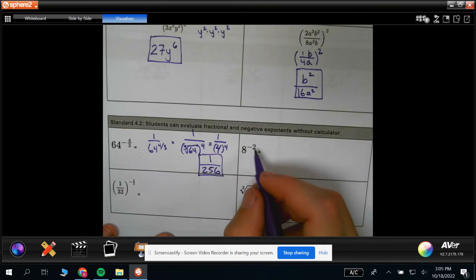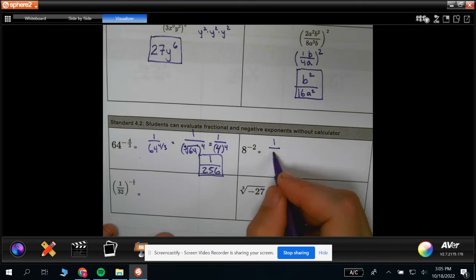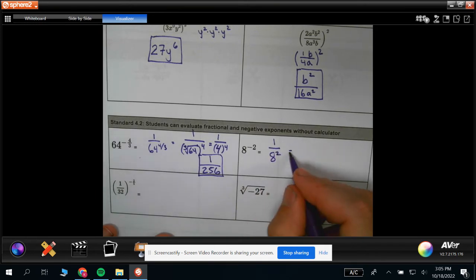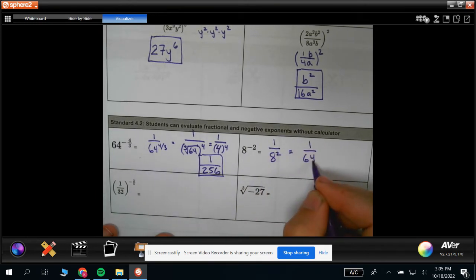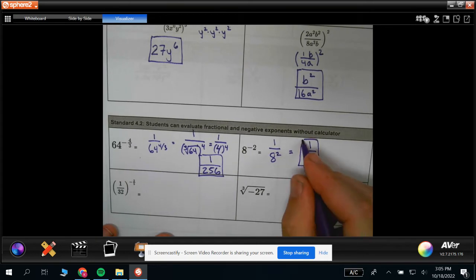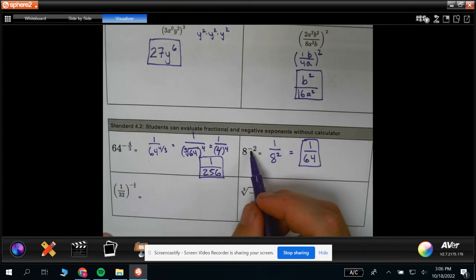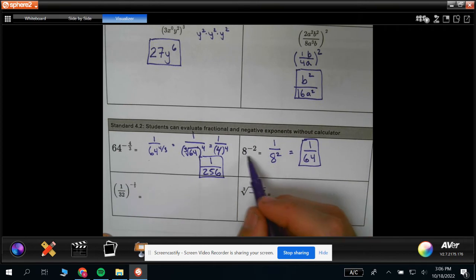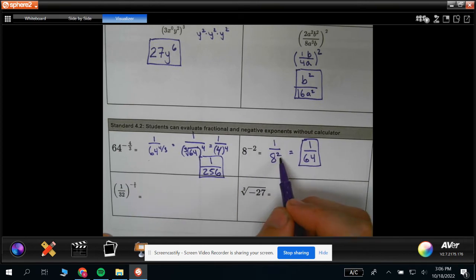8 to the negative 2nd power is 1 over 8 to the 2nd power, which is 1 over 64. And the negative exponent just means flip the fraction. Instead of 8 over 1, it's 1 over 8. Then the exponent becomes positive.